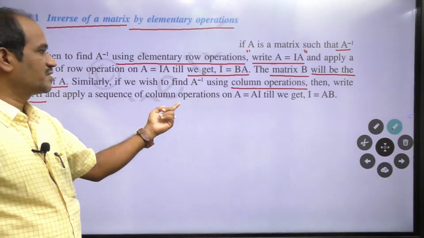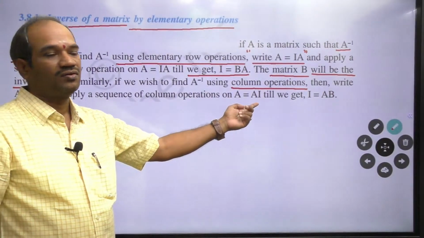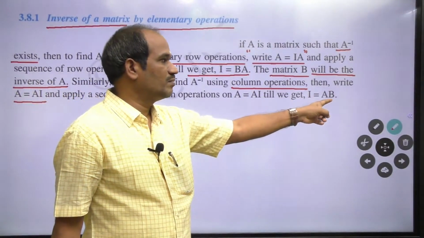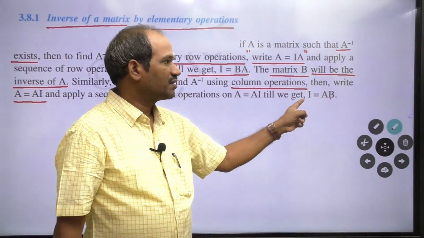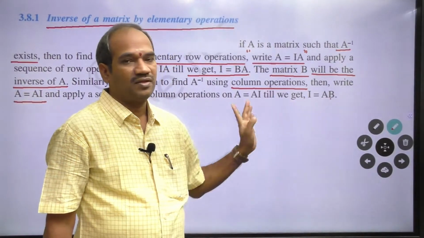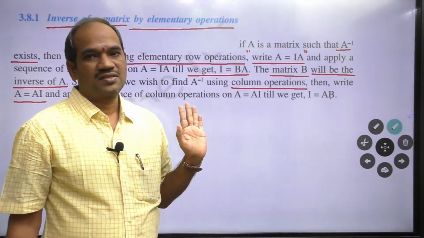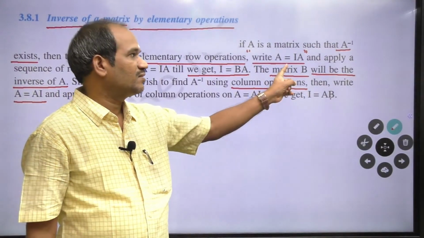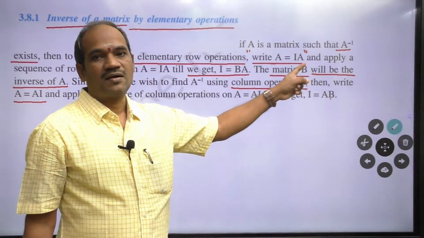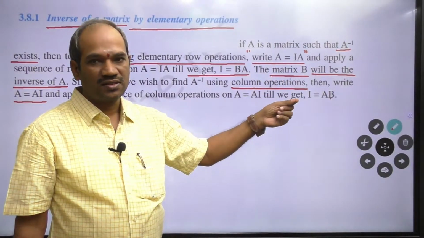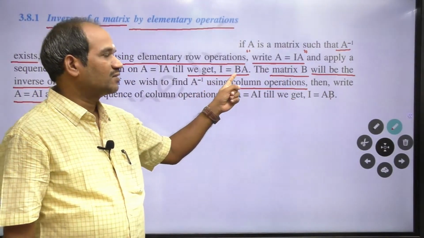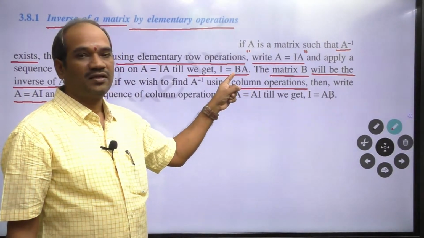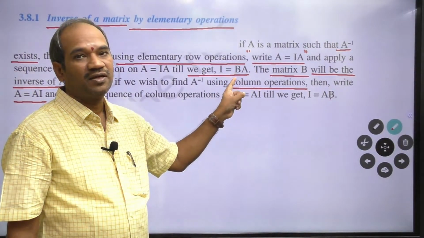Next, apply a sequence of column operations on A is equal to AI till we get I is equal to AB. So B will be the inverse of A. For rows, A can be written as A is equal to I into A. Next, apply a sequence of row operations till we get I is equal to BA. So B will be the inverse of A.